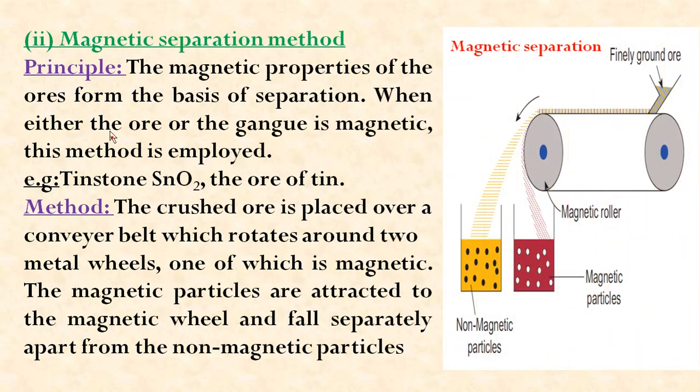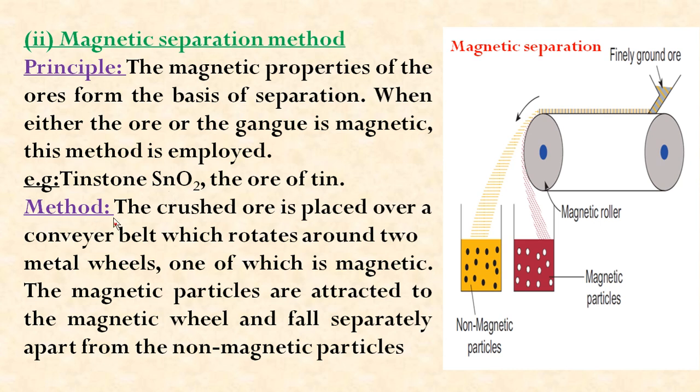The second one, magnetic separation method. Now, what is the principle here? The magnetic properties of the ores form the basis of separation, when either the ore or gangue is magnetic, this method is employed. Here you have to concentrate the tin ore, SnO2, that is the ore of tin.